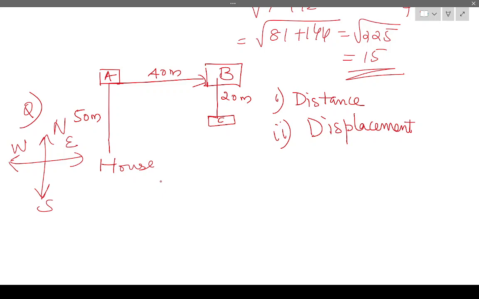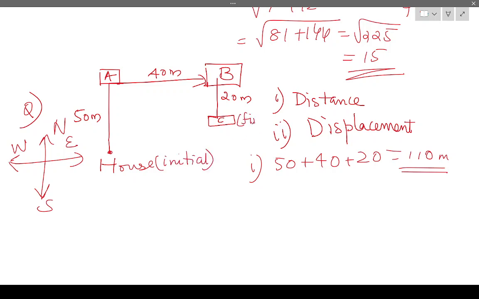So how can you calculate it? Distance is going to be the total path. First he travels 50, followed by 40, then 20. So 50 plus 40 plus 20 is going to be 110 meters. Displacement: you are starting at this initial point. This is your initial position, and this is your final position. So from initial to final, that length you have to find. How can you do that?